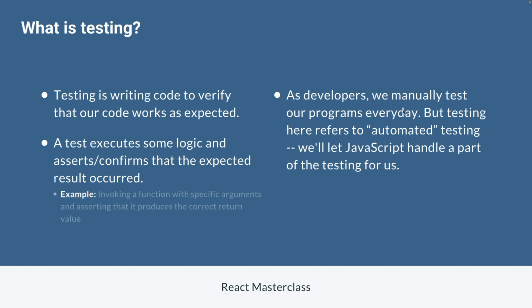programming language. So as a very simple example, what we can do in a test is invoke a function with specific arguments and then assert or verify that the function produced the correct return value. This is a perfect example of something that we can automate because we can tell JavaScript, take this function that we wrote, run it, and compare its return value to what we told you should be its return value, right? So there's no need to do this work manually by ourselves if we can get JavaScript to automate it for us. And that's what we're going to try to do with React in this section.